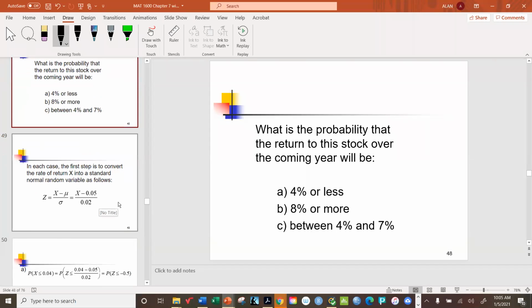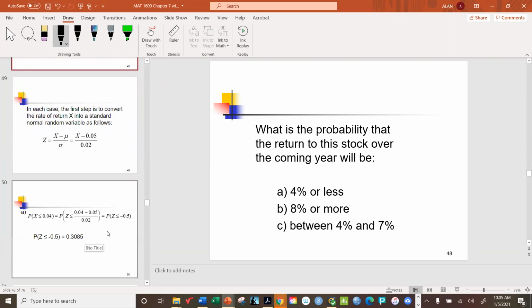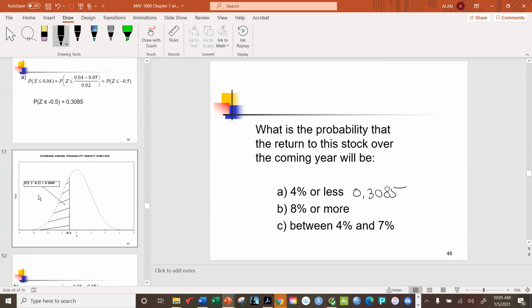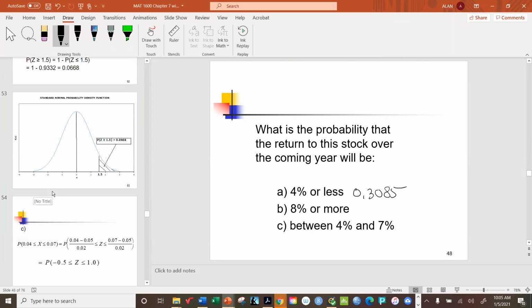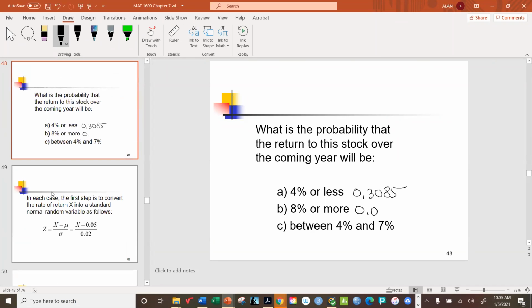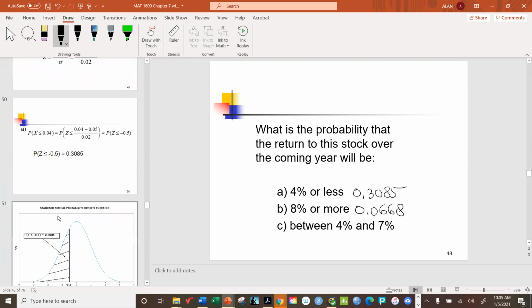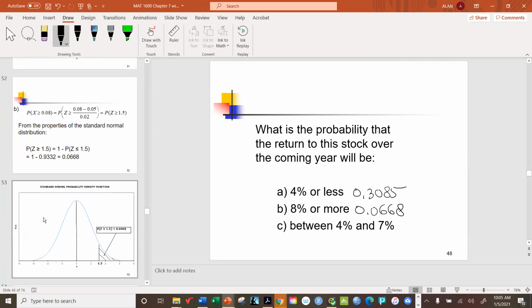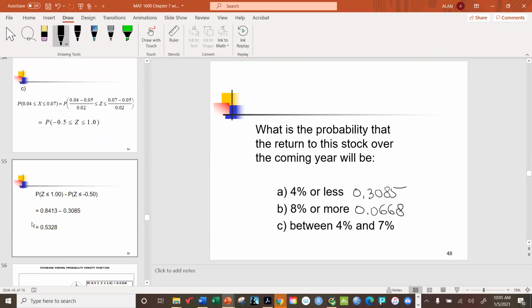And just as a reminder, the probability that X was less than or equal to 4% turned out to be 0.3085. 8% or more turned out to be 0.0668. And this last one turned out to be, what was it? 0.5328.